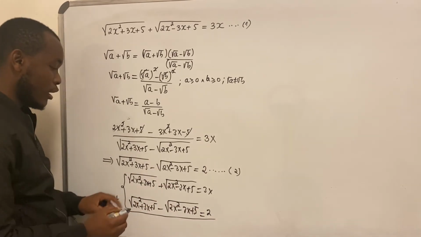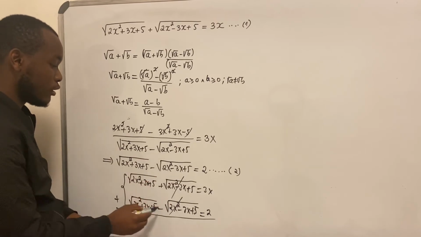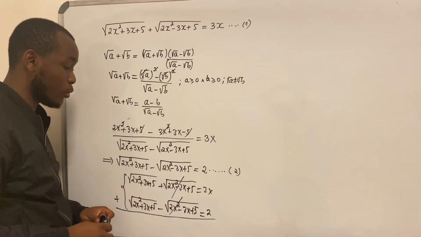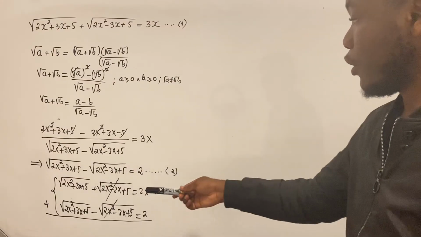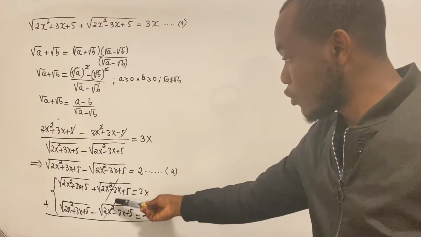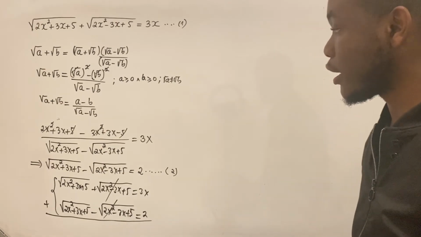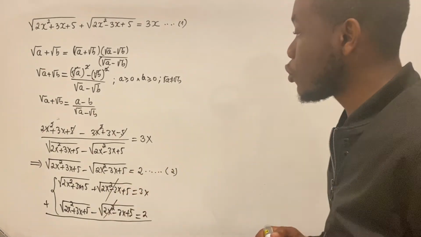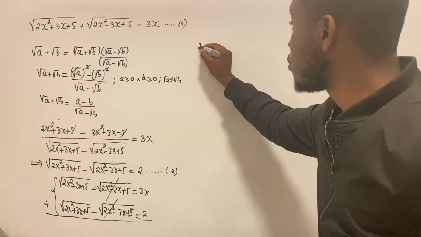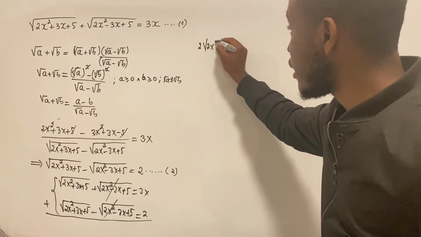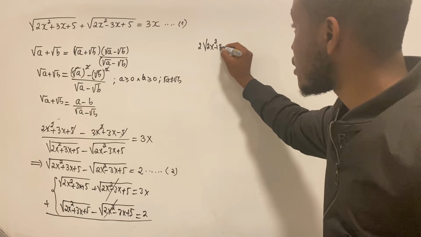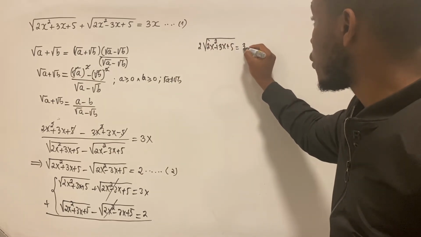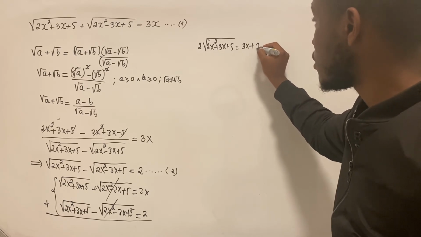We can add. If we add, they will be cancelled, and we will have 2 times this expression and 3x plus 2. Okay, so if we carry on, if we add, those two are symmetric, so they cancel, and those two, they are the same. Those other two, they are the same. So what are we going to have? We're going to have 2 times square root of 2x squared plus 3x plus 5 equal to 3x plus 2.